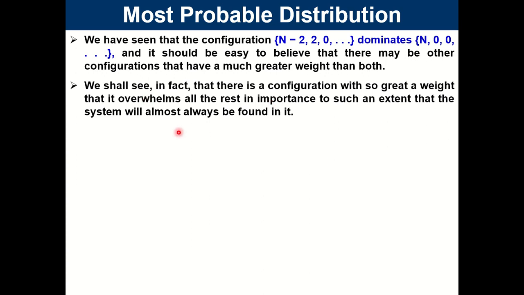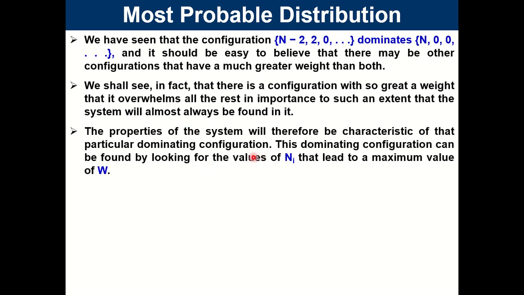There will be some configuration which will be so great in weight, statistical weight will be so high, that it will be most dominating compared to the others. So in all the systems, this kind of thing will be found when we discuss individual cases of a system. The properties of the system will therefore be characteristic of that particular dominating configuration. If we have such a configuration which is more dominating than the others, then the properties that we will be averaging will be a representation of that particular configuration.